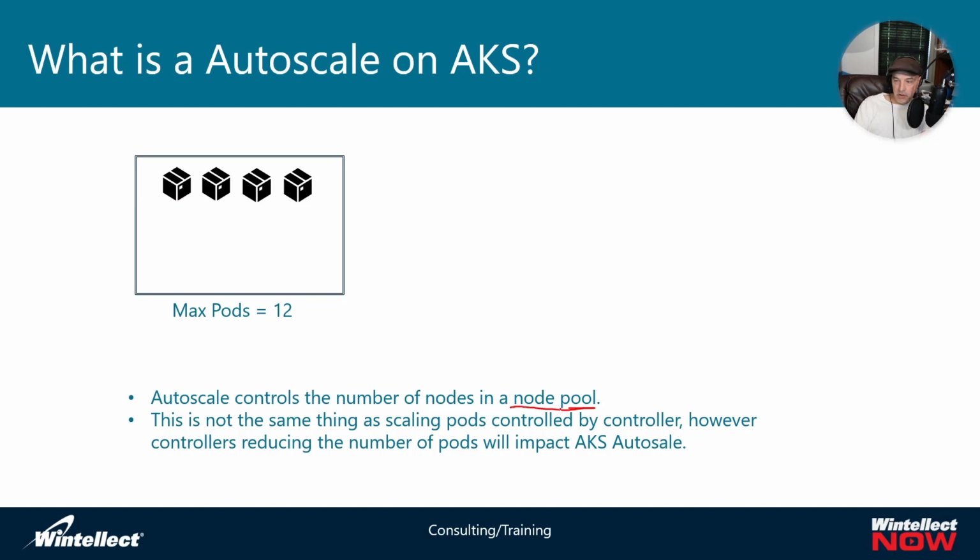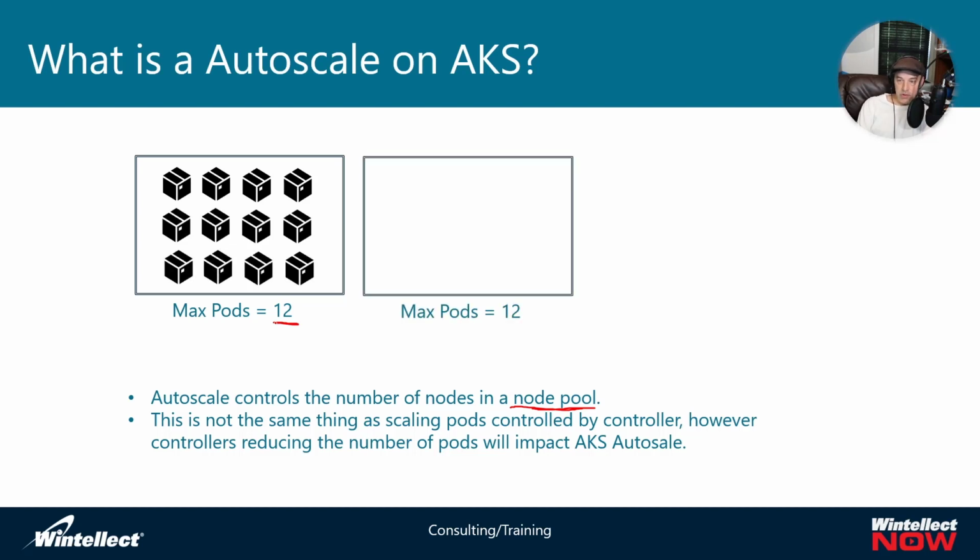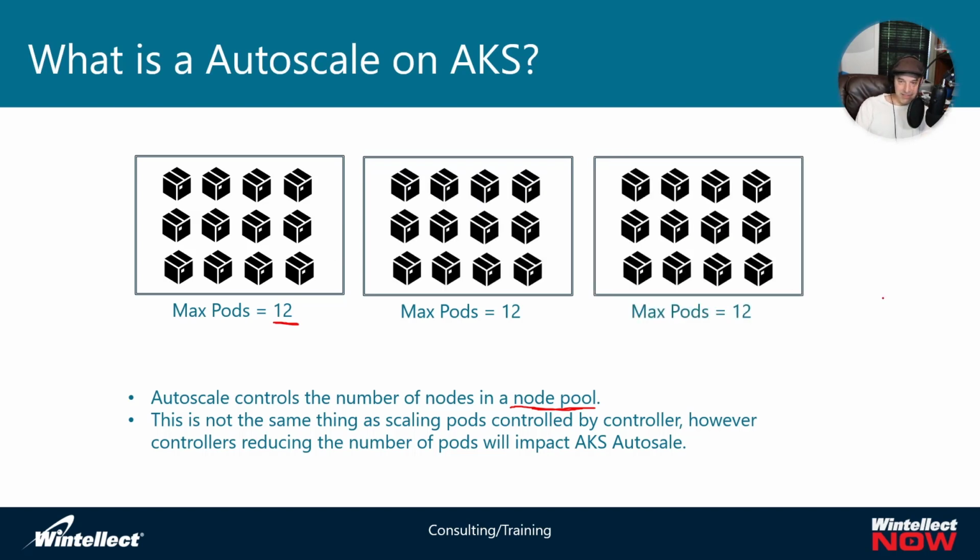So this scales the nodes. This is not, however, scaling the number of pods. That is managed by the controllers. So this is going to be responding to the number of pods running on a given node. So if I set the max number of pods to say 12 on a given node pool, it's going to add new nodes whenever a certain threshold is exceeded. So if I get up to 12 pods on one node, I'm going to add another node so I can continue to scale up to a maximum number of nodes that I define for my node pool.